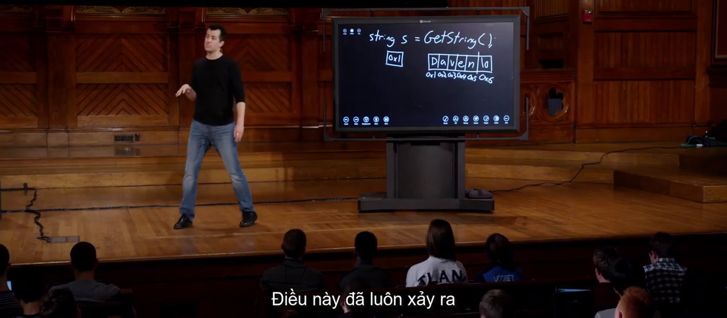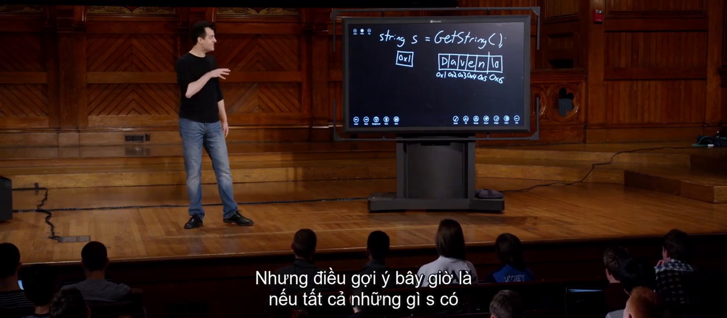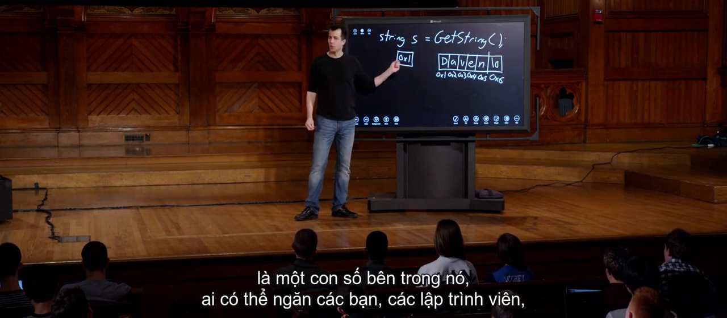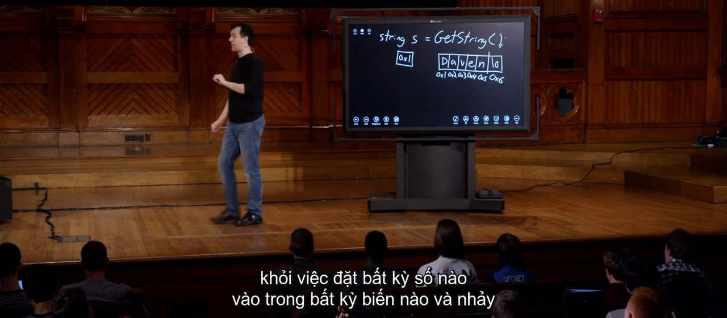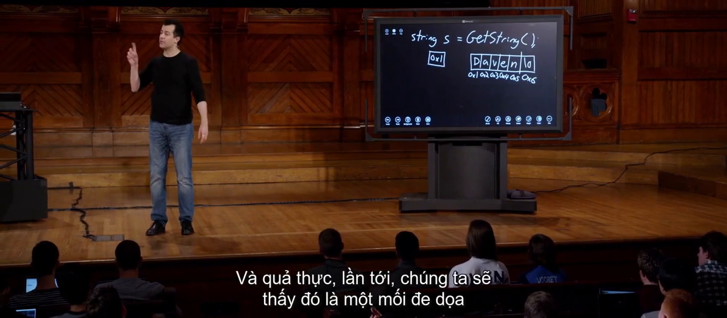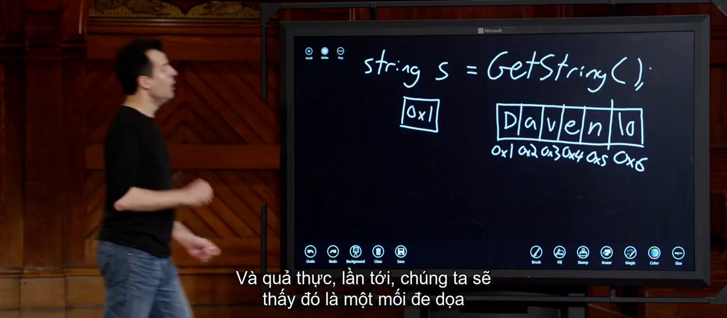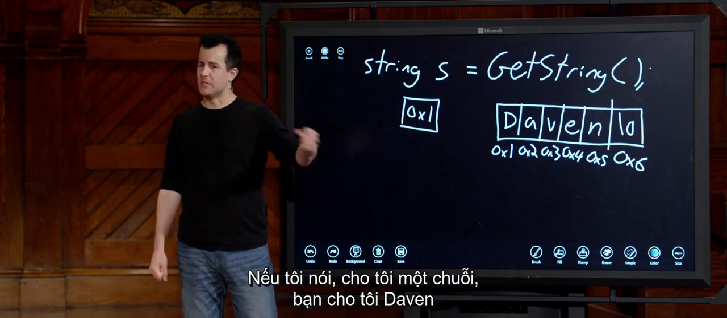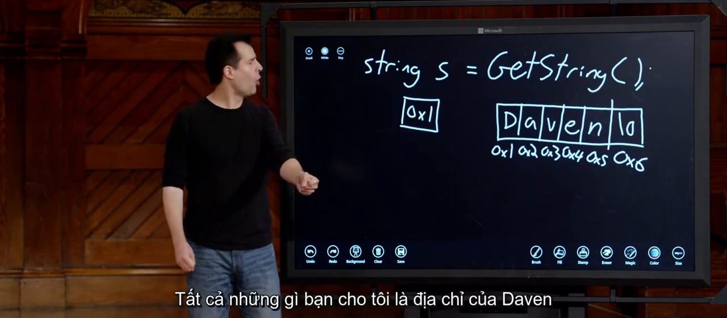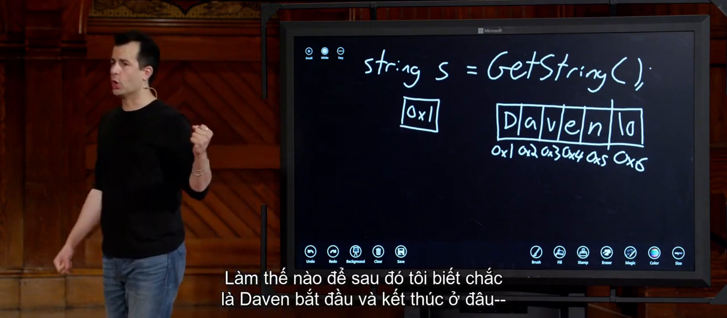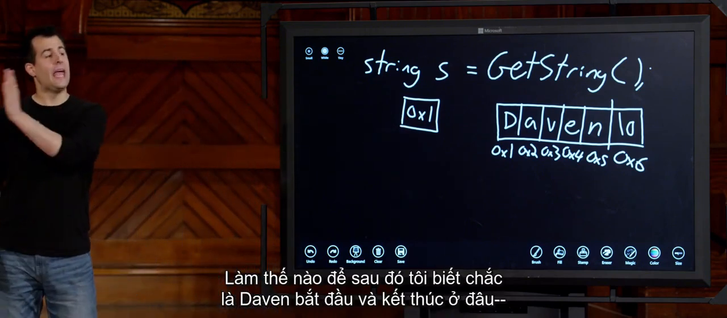So all this time, this has been going on. But what this hints at now is that if s has is a number inside of it, who's to stop you, the programmer, from putting any number in any variable and just jumping to that chunk of memory? And indeed, we'll see that's a threat next time. But for now, this feels insufficient. If I say, get me a string, you give me Davin, but you don't really give me Davin, all you give me is Davin's address, how do I then know for sure where Davin begins and ends?